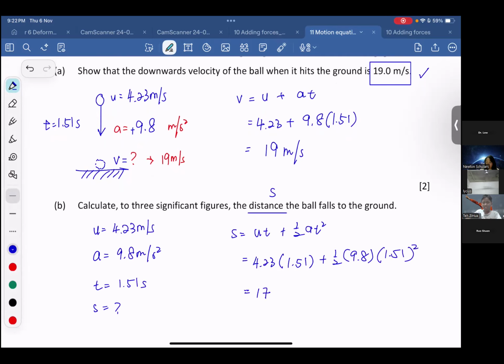The answer here should be 17.6 meter. Three significant figures. 1, 2, 3. Three significant figures.